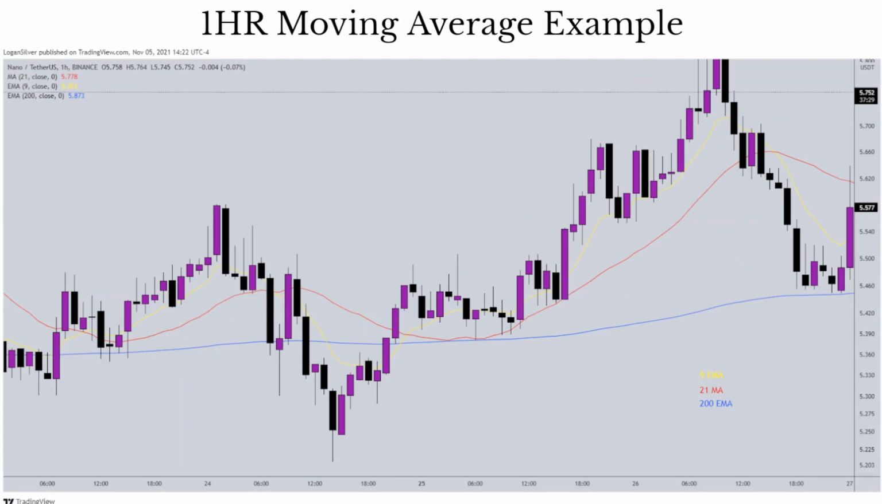And here is another overlay on the 1 hour chart on Nano. As you can guess, we always use that chart, right? The moving average is in red, the 21 moving average, and then we have a 9 exponential moving average and a 200 exponential moving average as well.